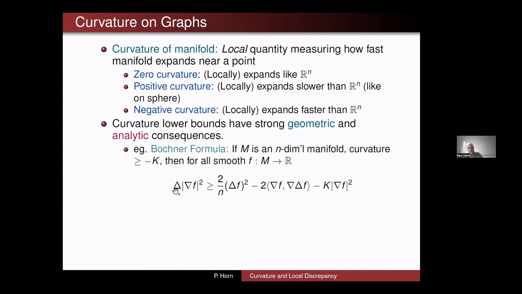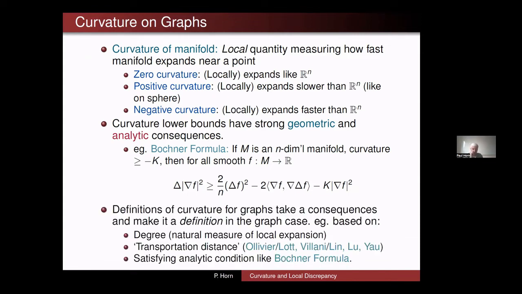If I have some function, calculus works on it in a particular way so that the Laplace of the gradient is bounded below. And it's bounded below by some terms, and the curvature shows up here. So for instance, if the curvature is non-negative, then this term vanishes. Okay, so it's a bit of an acquired taste, but it's still going to be useful for us.